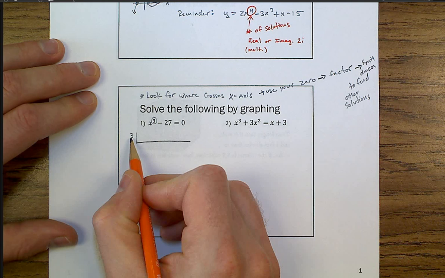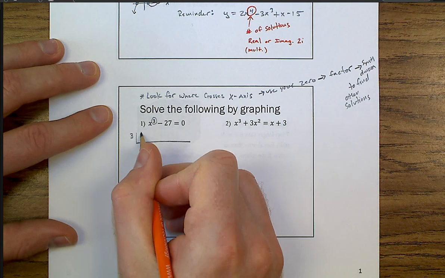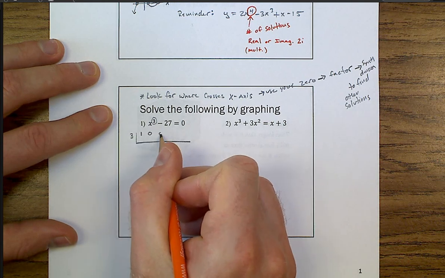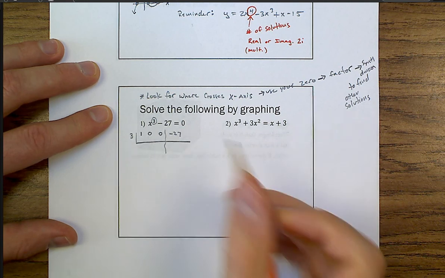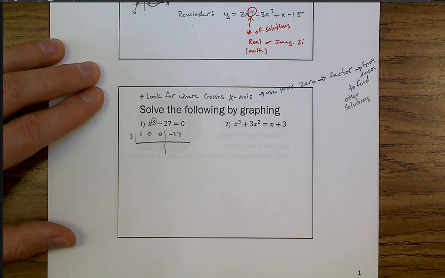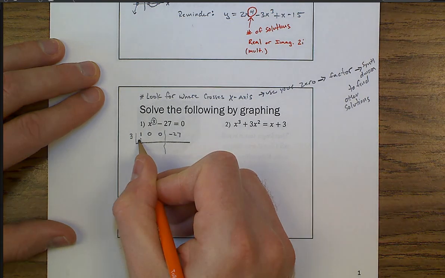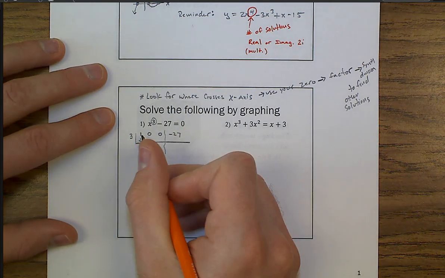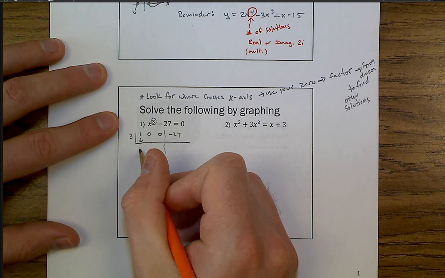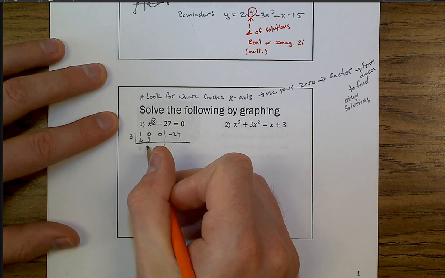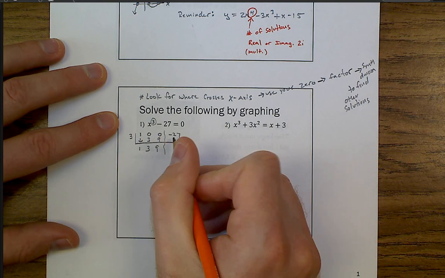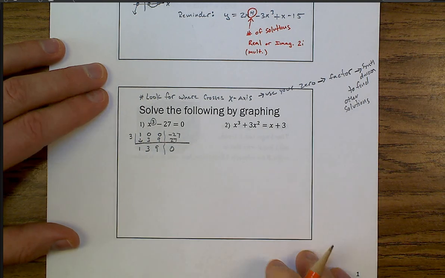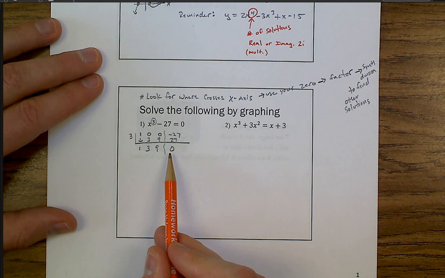3 is my 0. 1, x squared, x, constant. I use a little squiggly line there because my last one is going to be my remainder. So I bring down my 1, and I have a 1. 1 times 3 is 3. Add that together, get 3. 3 times 3 is 9. I get 9. 27. I get 0. Okay. Now we already know we're going to get a remainder of 0 because we know 3 is an answer.